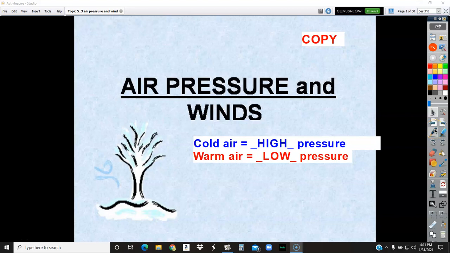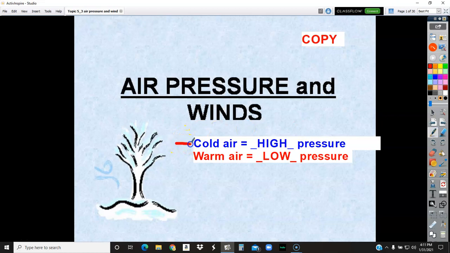This will be the second video for this week, and this one is going to be all about air pressure and wind and how the air pressure affects the wind. So let's review cold air versus warm air, which you see right here.